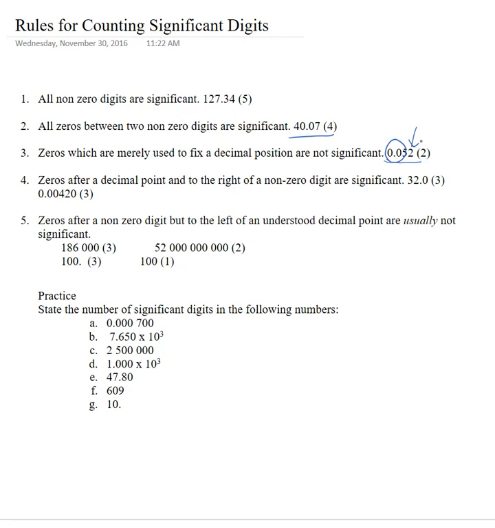Sometimes it's easier to look at a number in scientific notation. So if you look at this number as 5.2 times 10 to the negative 2, then you can see that the zeros that are not significant have disappeared. So if you're not sure, sometimes it's easier to put it into scientific notation.